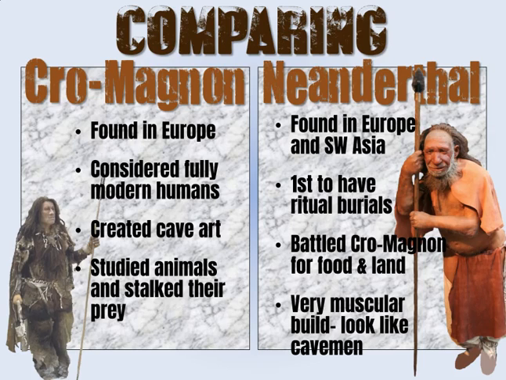Cro-Magnon, found in Europe, are considered fully modern humans; they created cave art, studied animals, and stalked their prey. Neanderthal, found in Europe and Southwest Asia, were the first to have ritual burials, battled for food and land, and had a very muscular build. They look like our traditional view of cavemen.